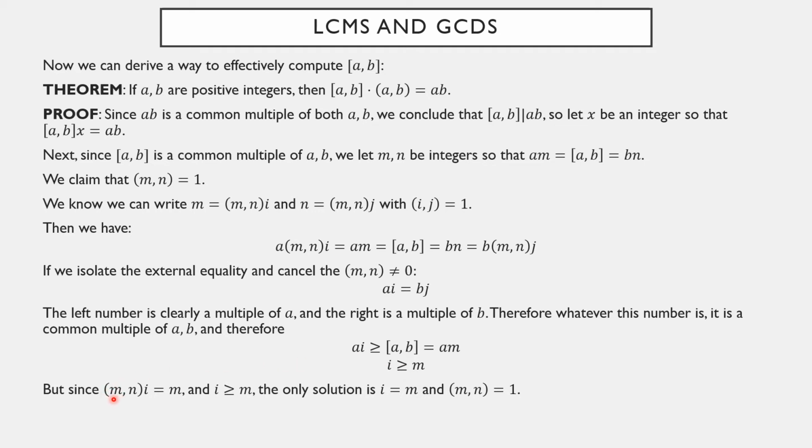But the GCD of M and N times I equals M. I is bigger than or equal to M. So this number is bigger than or equal to that one, and all of these are positive. The only way that works out is if the GCD of M and N is 1. So up here we wrote the LCM of A and B is AM, but also BN. And we've now shown that whatever those M and N are, they're relatively prime to one another.